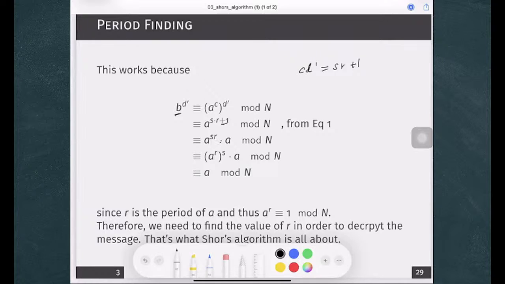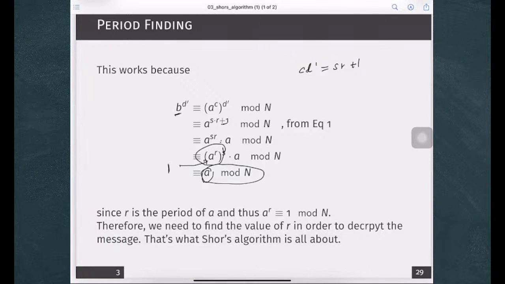But we know that A to the R, what is A to the R? A to the R is 1, by definition, the period. Which means that this entire quantity here equals 1, which leaves you A. So that's the mathematics of the period finding. We actually tackled this in the previous lecture, but this is just a review.